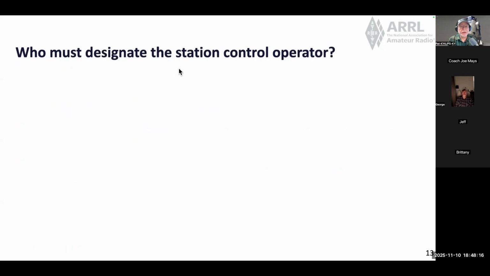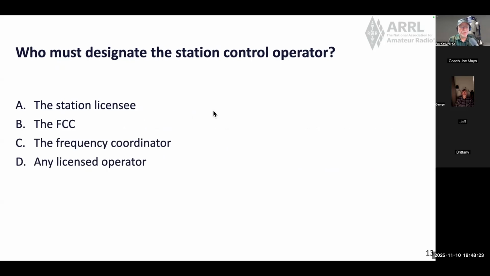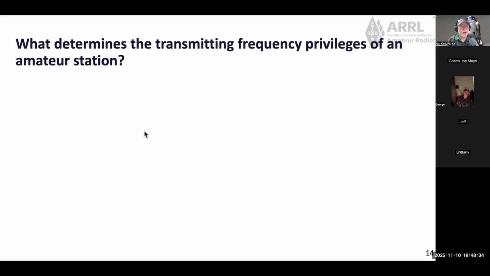Who must designate the station control operator? The station licensee, the FCC, the frequency coordinator, any licensed operator. It's going to be who the station is licensed to. So the station licensee can designate a control operator.